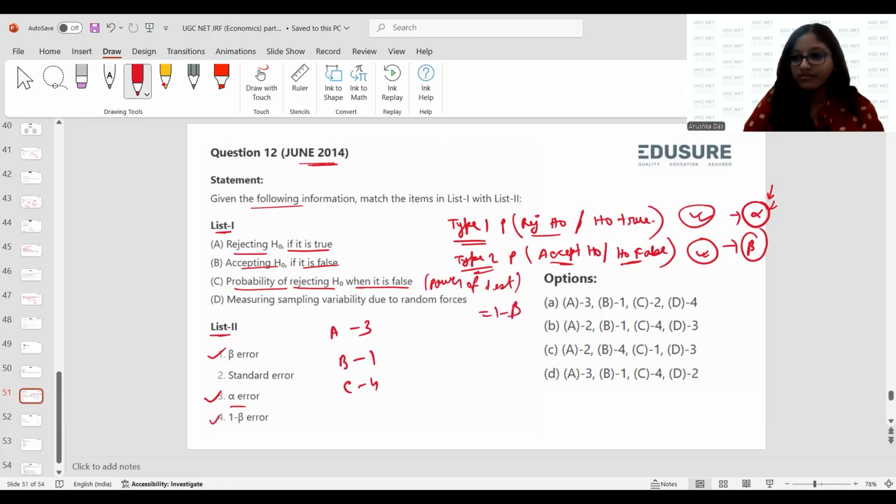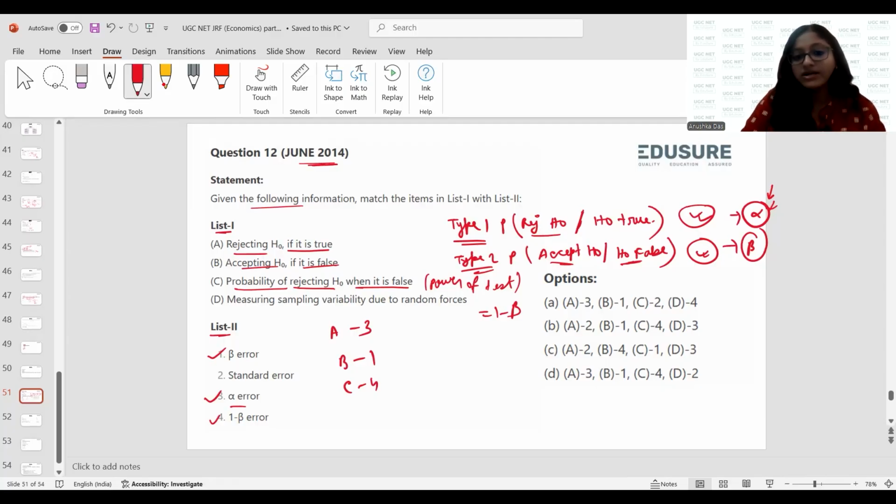So C will be option number 4. Right, these we all know. I guess you all know these things. Type 1 is this, type 2 is this. Power of test means 1 minus probability of type 2 error, which is 1 minus beta, which basically means probability of rejecting H0 when it is false. The greater it is, the better it is. The greater the number, the greater the probability, the better it is, because that is what it should do. Power means how good your test is.